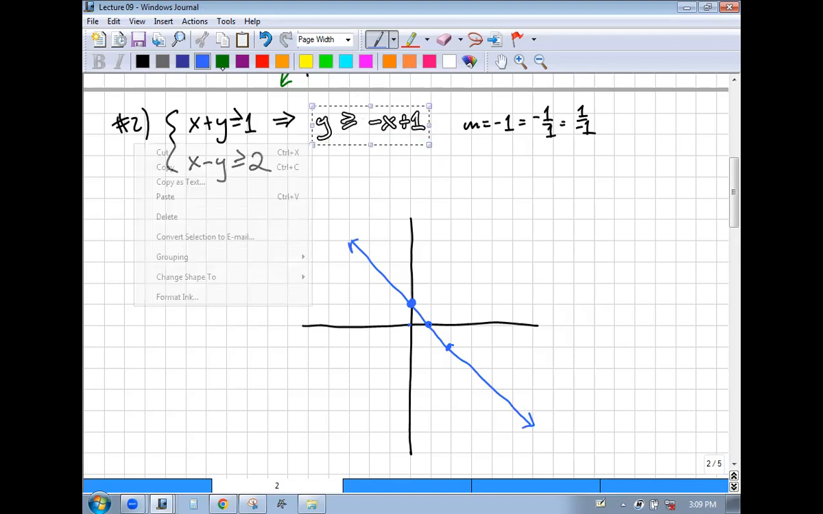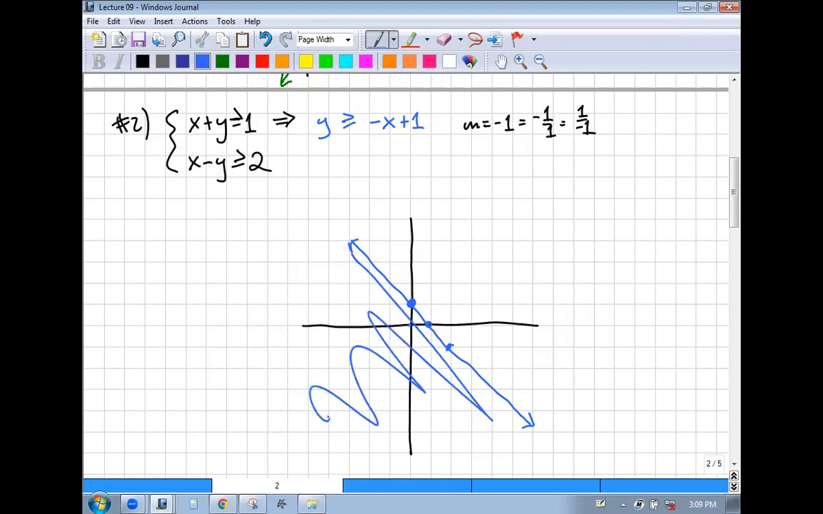There's this line, and we want all the y values less than. That means we're downward, okay? So that's that area.